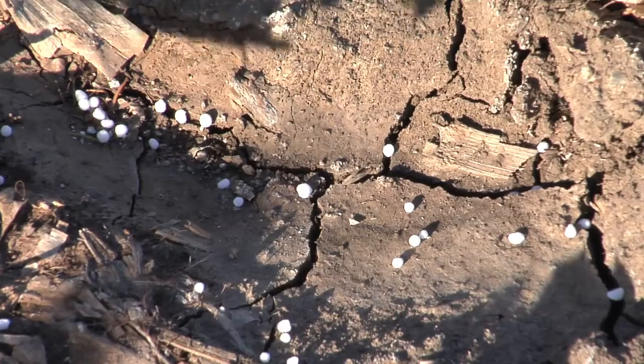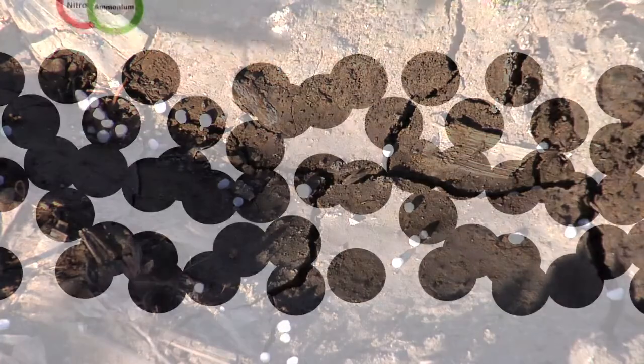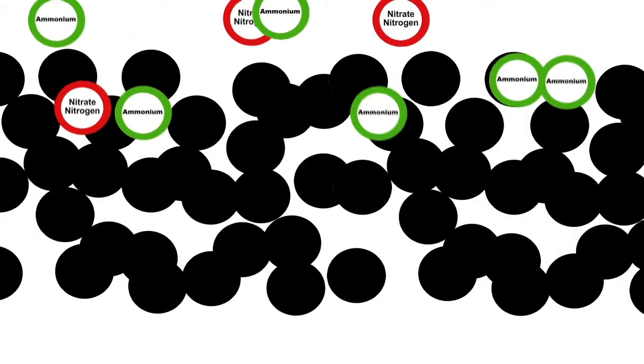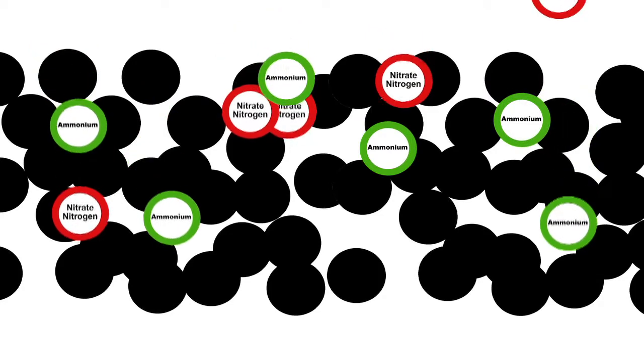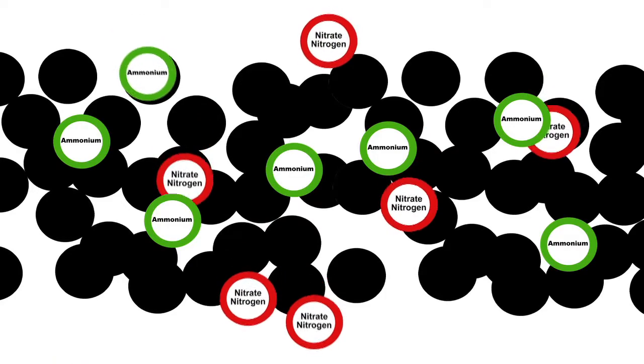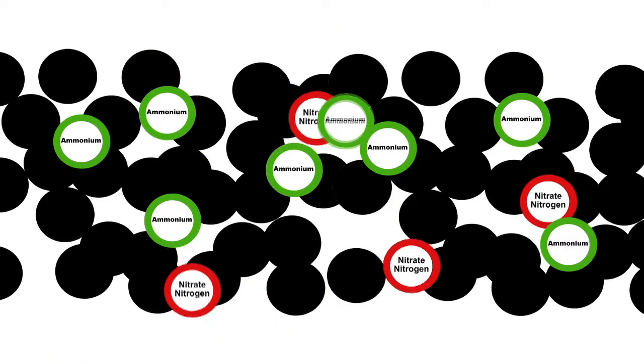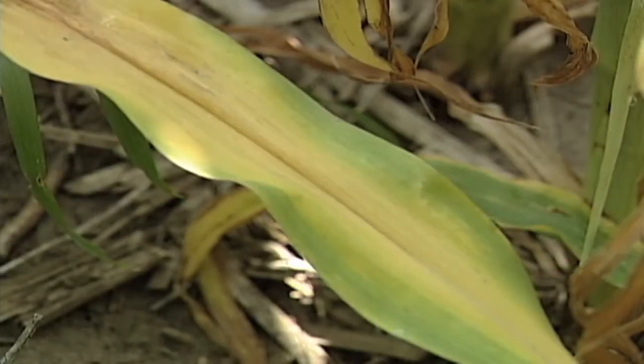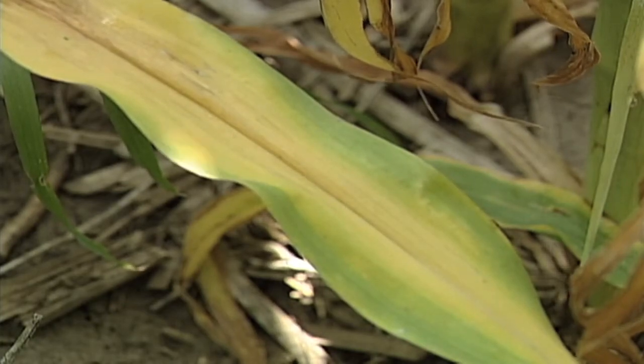And when we think about nitrogen, it comes in two common forms: ammonium, which has a positive charge, or nitrate, which has a negative charge. And when you think of a negatively charged soil particle and a negatively charged nutrient like nitrate, they actually repel each other. It could leach completely away from your crop, leaving your crop without the nutrients it needs.